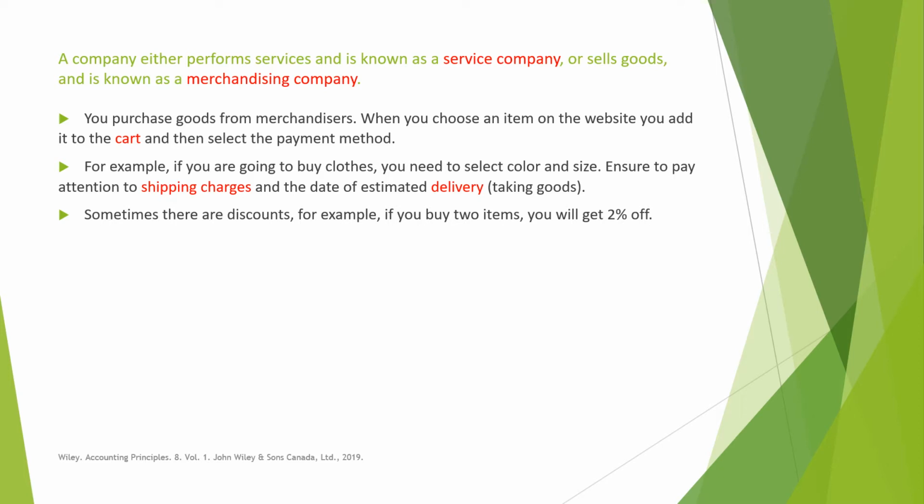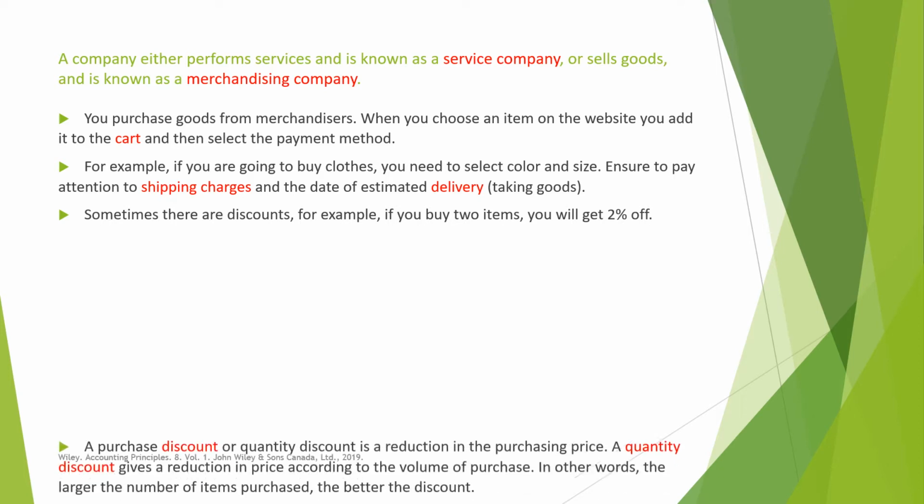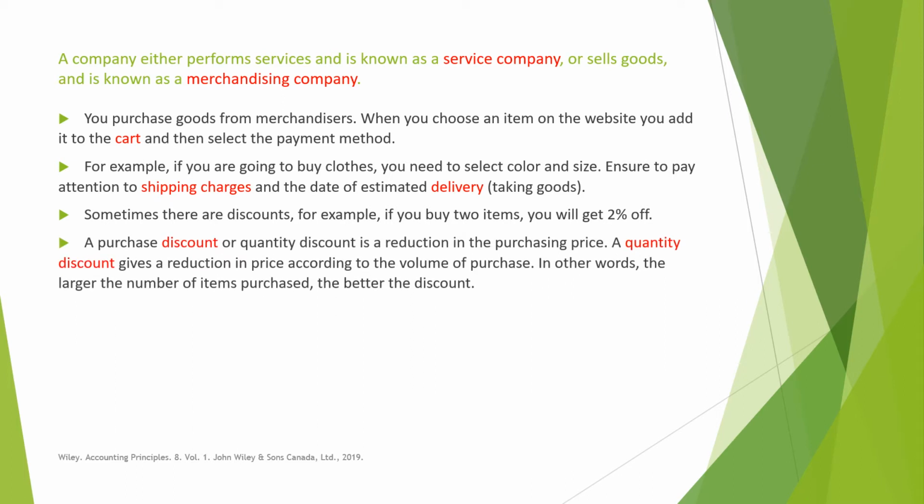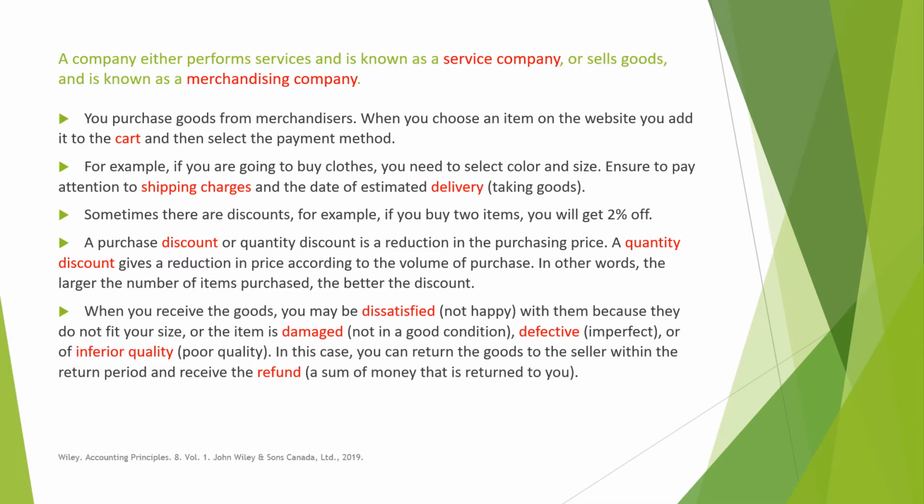Sometimes there are discounts. For example, if you buy 2 items, you will get 2% off. A purchase discount or quantity discount is a reduction in the purchasing price. A quantity discount gives a reduction in price according to the volume of purchase. In other words, the larger the number of items purchased, the better the discount.